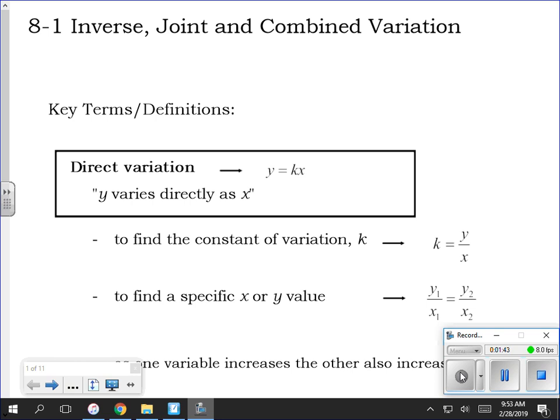Your paycheck, how much money you make, is direct variation because you get paid by the hour. The more hours you work, the more money you make. You work fewer hours, you get less money. That's a perfect example of direct variation. As one goes up, the other goes up proportionally, and that proportion is how much you get paid by the hour.